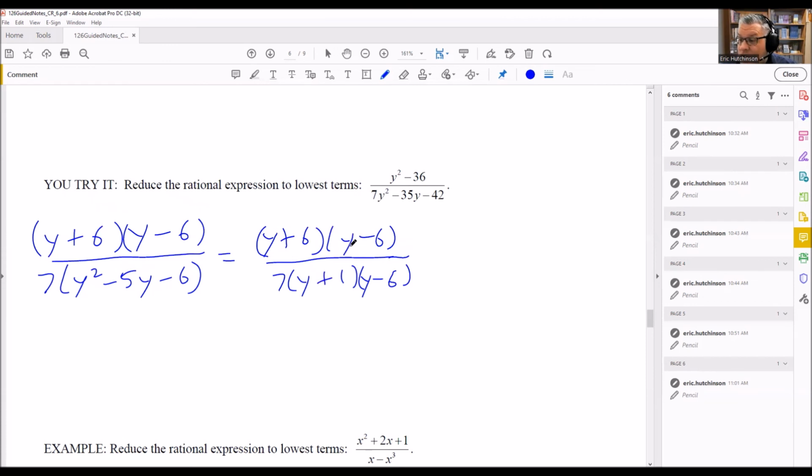And now we're just going to cancel the y minus 6 terms out. Again, you're allowed to cancel this because it's all multiplication between these groups. So multiplication between these parentheses and multiplication between all the parentheses on the bottom. What you'll be left with is y plus 6 over 7 times y plus 1. And that's it. Nothing more can be canceled here. That would be in lowest terms.